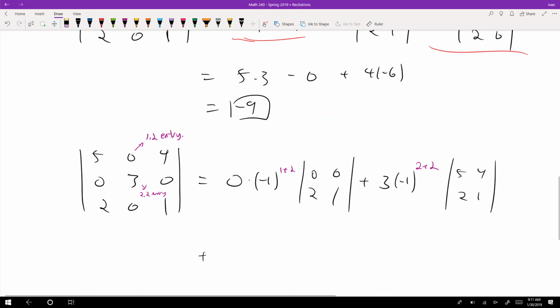And then lastly, we expand along 3. Now we need to expand on the 0 on the bottom. So now this is going to be 0 times -1, and this is the 3, 2 entry, so this is raised to the 3 plus 2. And then what's remaining is 5, 4, 0, 0.